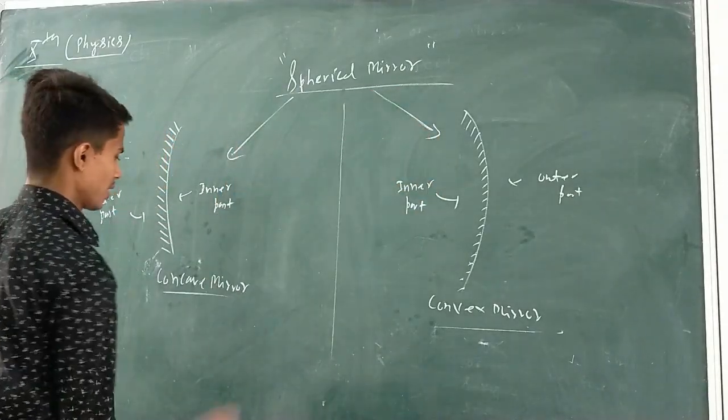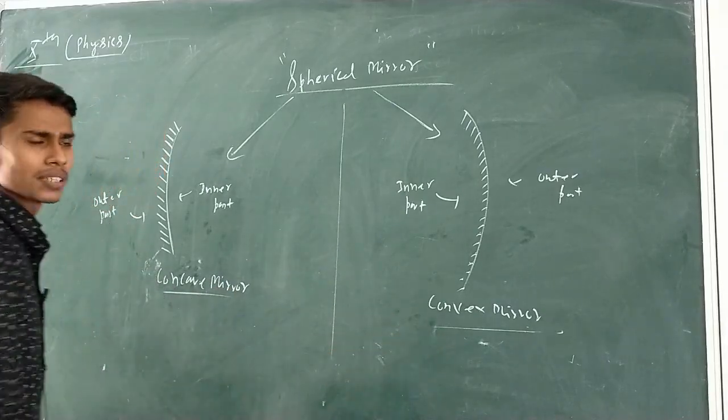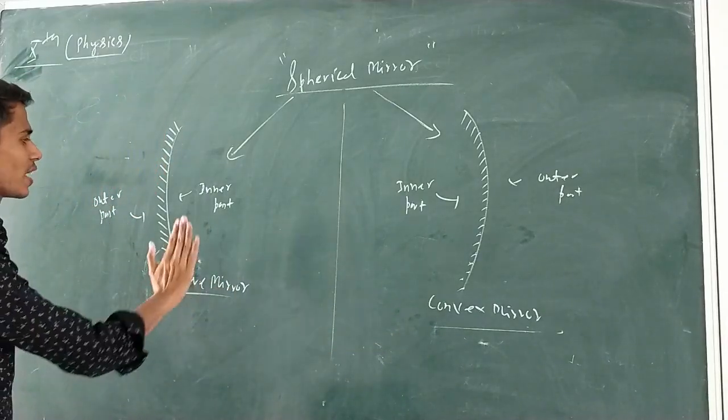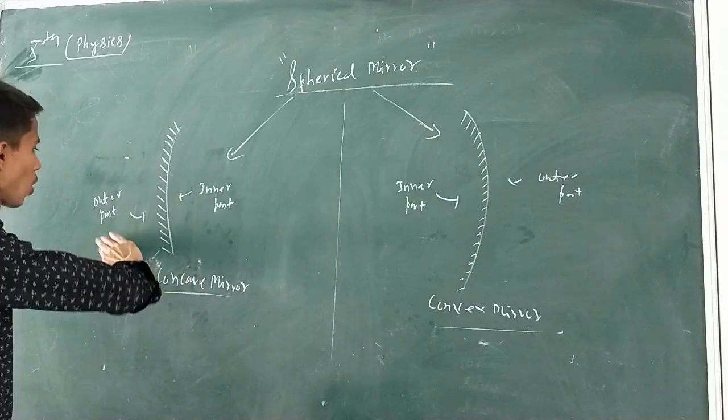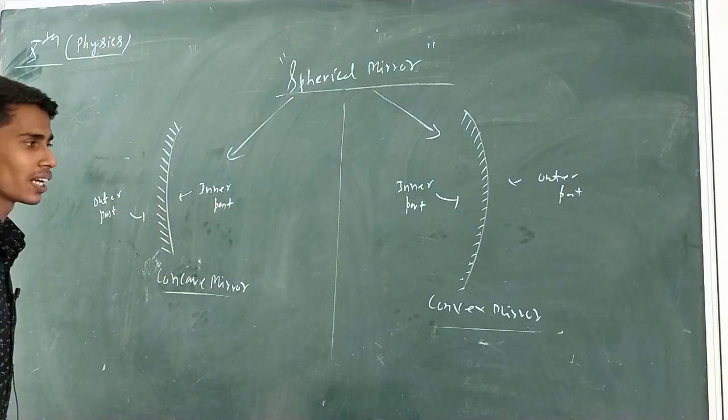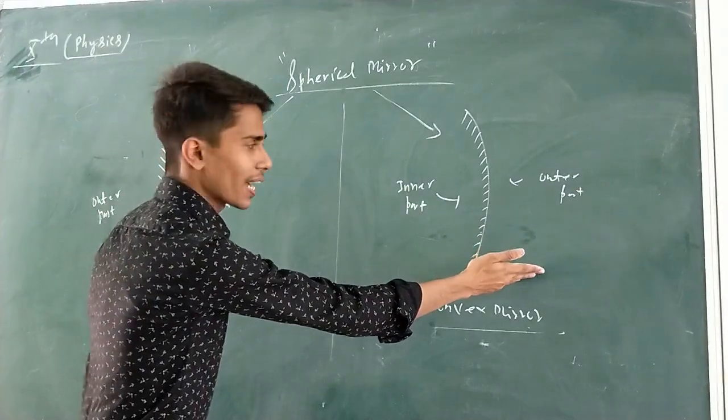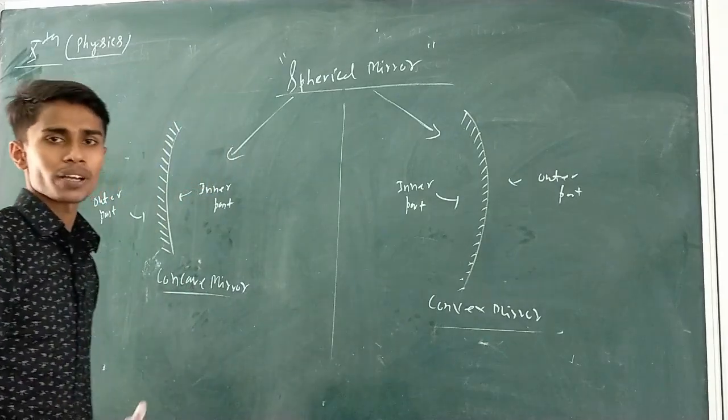How could you define a concave mirror? How could you define a convex mirror? You are observing. What is a concave mirror? A mirror having an inner surface reflecting and an outer surface rough is called a concave mirror. A mirror having an outer surface reflecting and an inner surface rough is called a convex mirror.